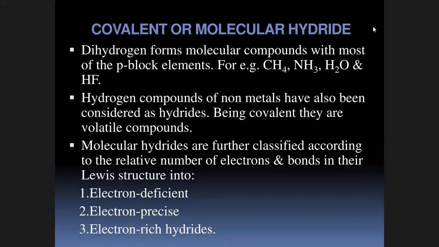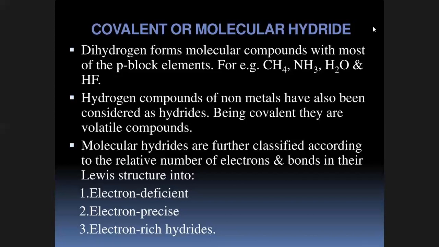And in p block we have metals, we have non-metals, we have metalloids, right? Dihydrogen compounds of non-metals have also been considered as hydrides. So all these, CH4, NH3, H2O, HF, are considered as hydrides. Being covalent, they are volatile compounds. Volatile means active compounds. They react with other compounds very fast. So these are considered as the volatile compounds.